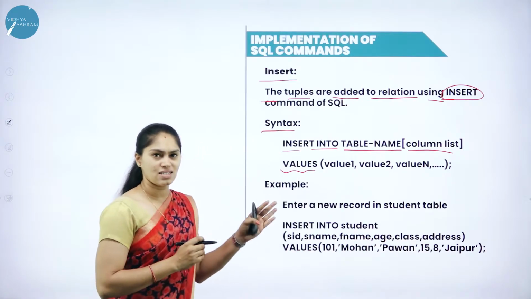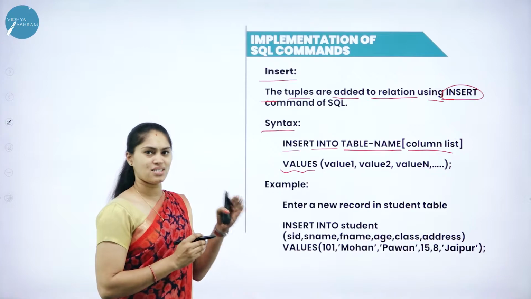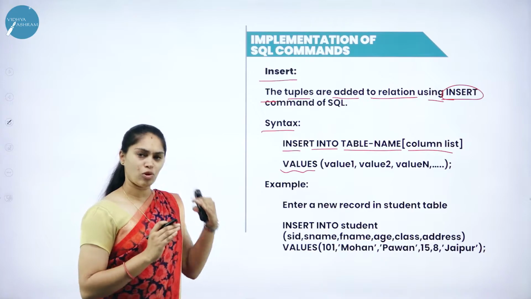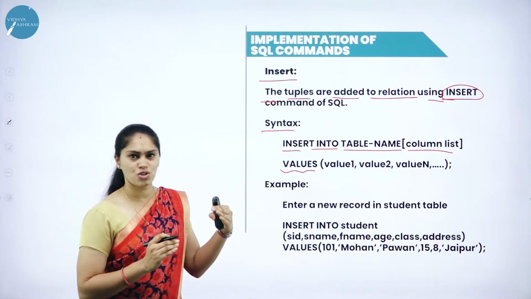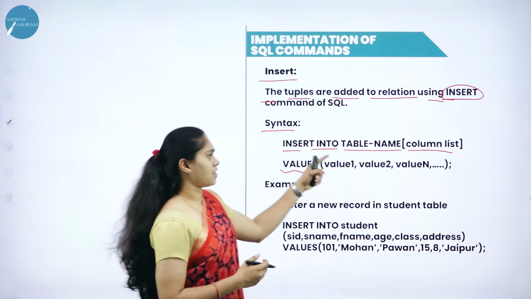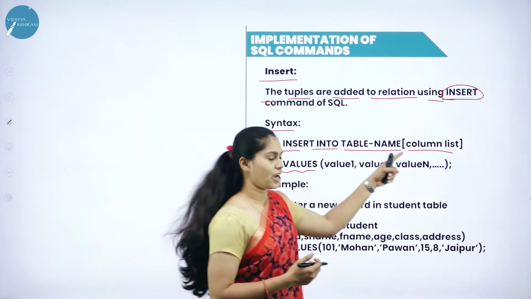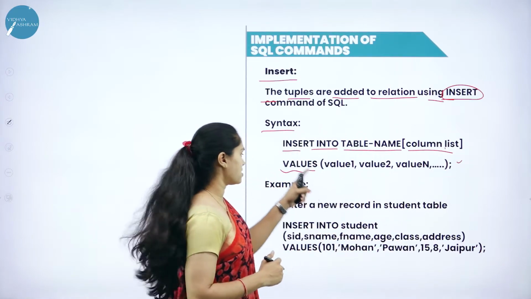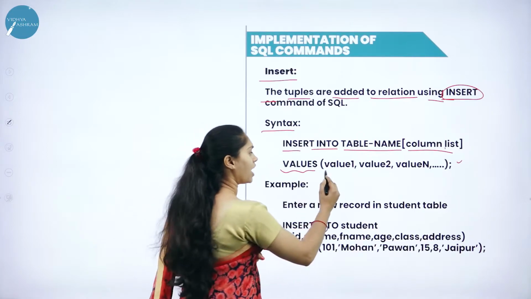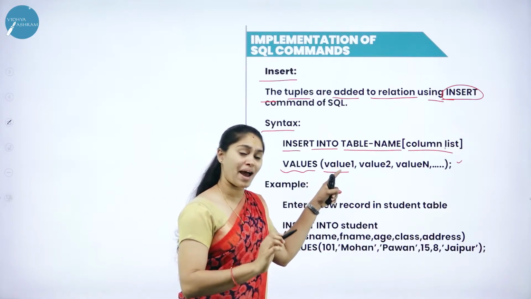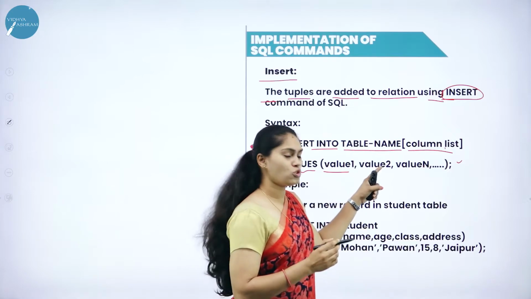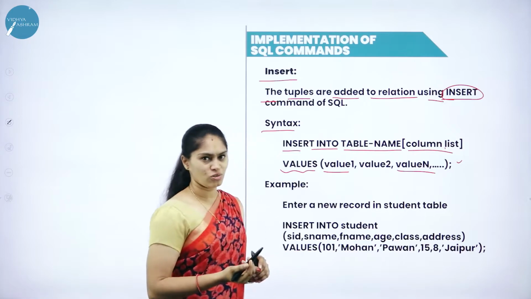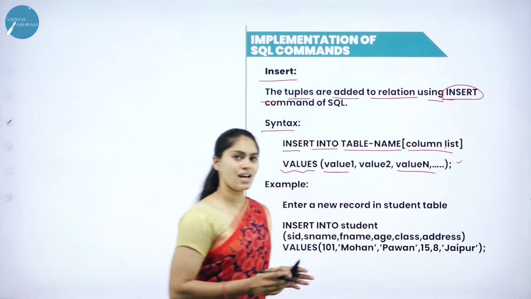For example, consider I have a student table. Student is a table and I have 3 columns in that. Student ID, name and date of birth. I wanted to give the value for a first tuple or a first row. How I am going to do that then? Insert into student and I will take student ID, comma, student name, comma, date of birth. Then I have to use a keyword called values. Then value 1. So this value 1 should match with my column 1 and this value 2 should match with my column 2. So in the same way, up to value n we are going to take. Then close the parenthesis, at last semicolon.